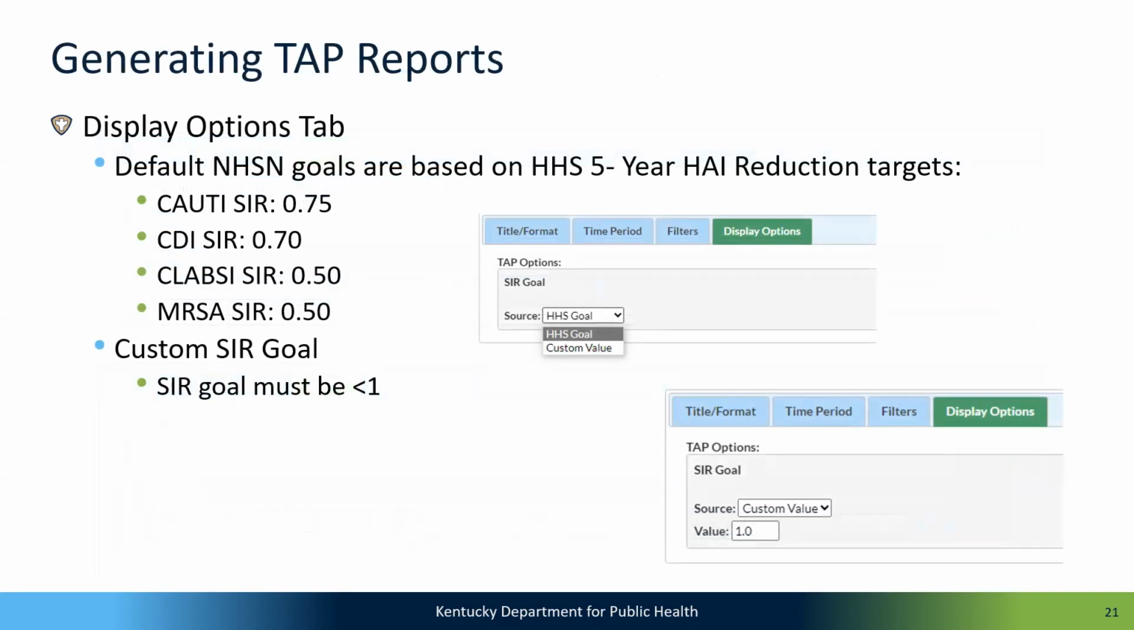Our last tab in the modification section of the TAP report is the display options tab. As mentioned, the default output for the display is by using the HHS 5-year HAI reduction target, which we can see on the screen as 0.75 for CAD, CDI at 0.70, and 0.50 for CLABSI and MRSA. So you can go by that particular HHS goal, or you can insert your own custom SIR goal, which must be at least 1 or less.